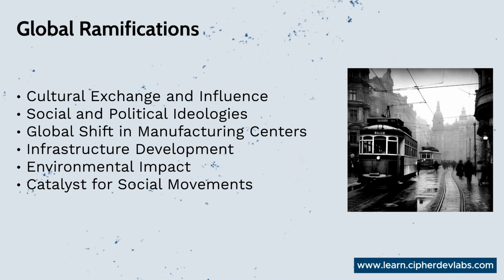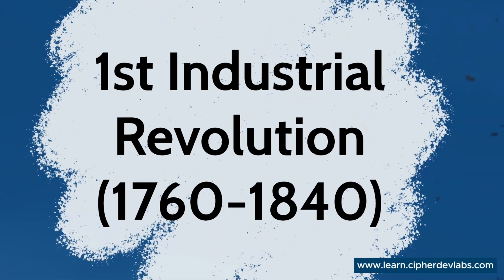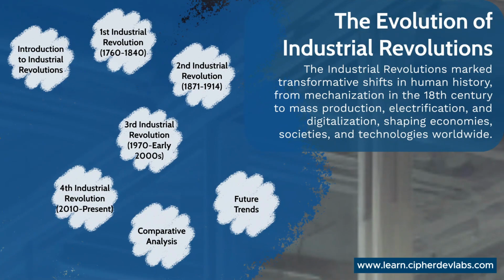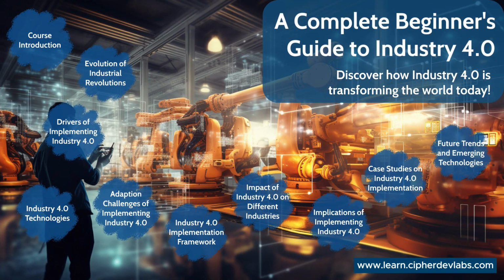Now that we have explored the first industrial revolution, let's go into our workbook and answer the first question on page 6. In what ways did the technological innovations of the first industrial revolution contribute to both economic growth and societal challenges, particularly in terms of labor exploitation and urbanization? So, let's spend a few minutes to answer this question, and I'll see you on the next lecture.